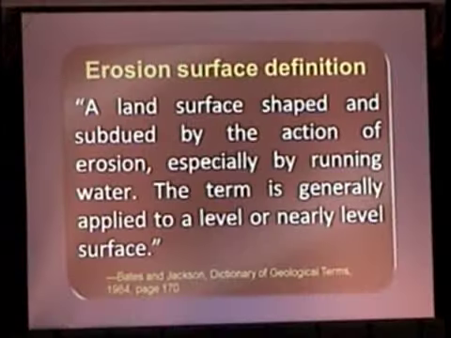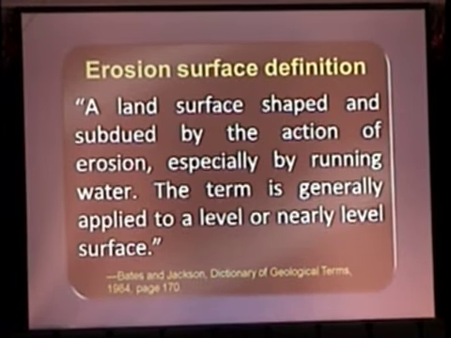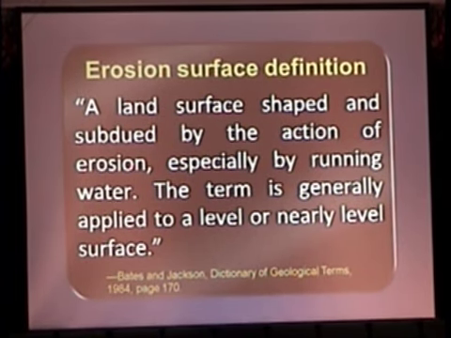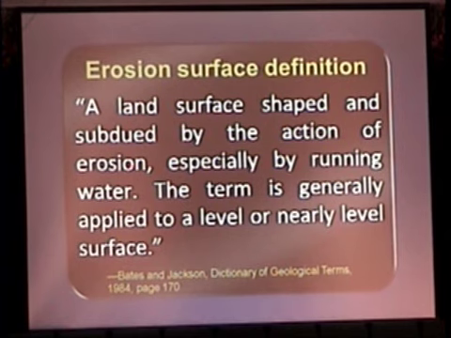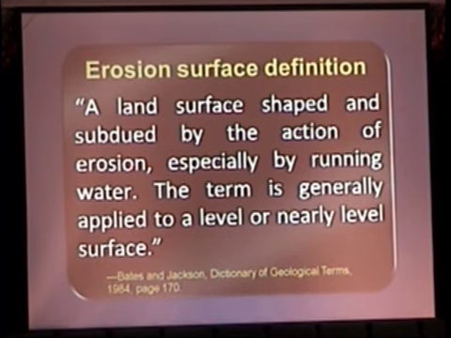The Dictionary of Geological Terms defines an erosion surface as such. And this is similar to a planation surface. I'm going to use the term planation surface because it's more descriptive. It's a generally flat surface. It's a land surface shaped and subdued by the action of erosion. Well, that's not too insightful. Especially by running water. Why running water?